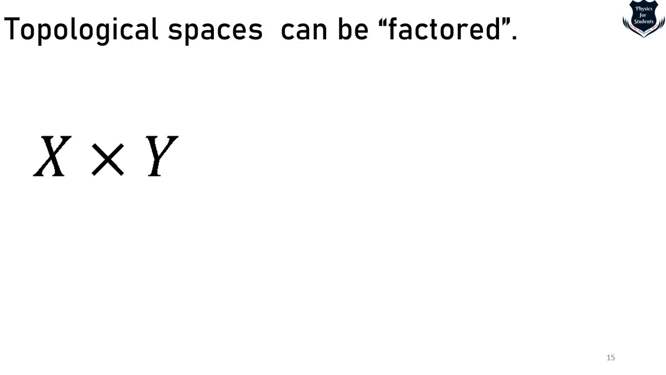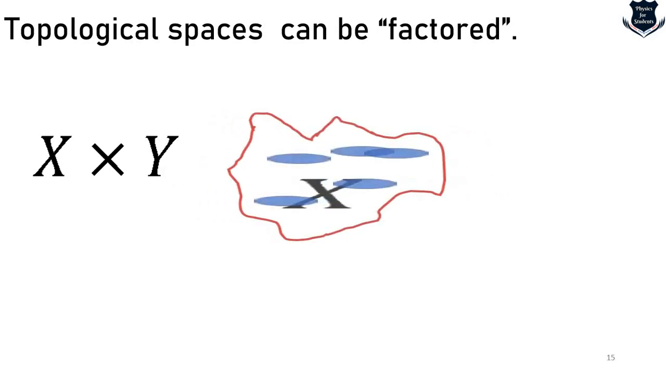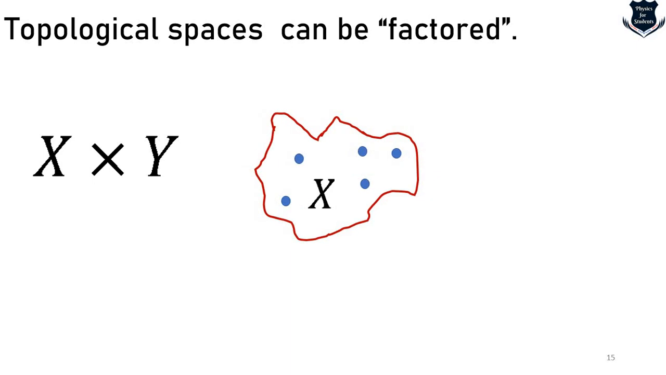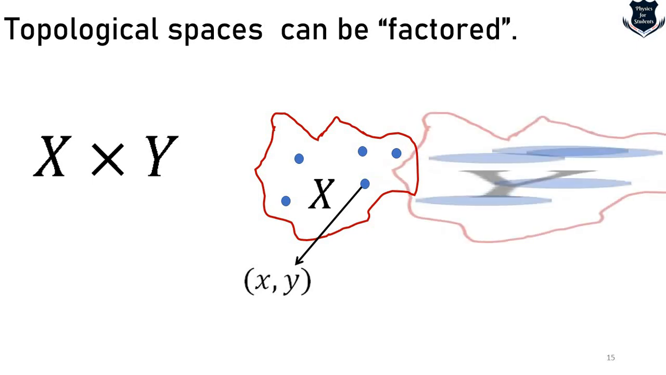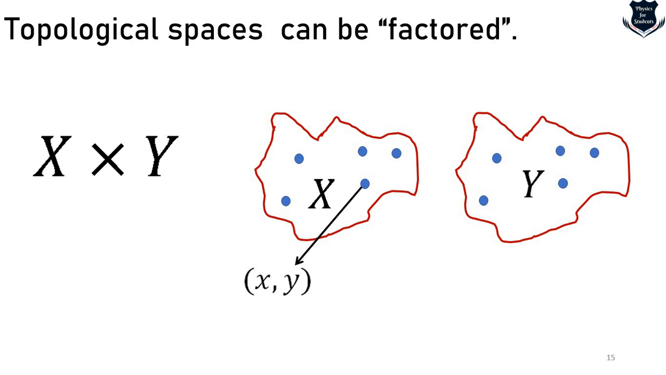Factored means I'm dividing it further, right? So, for example, the topological spaces that can be factored as the product X multiplied by Y. The blue dots are the points, and I call them (x, y), a typical Cartesian pair. And we take another space Y, which also contains blue dots, and these are also represented as Cartesian pairs (x, y), where each x is an element of big X and each small y is an element of big Y.